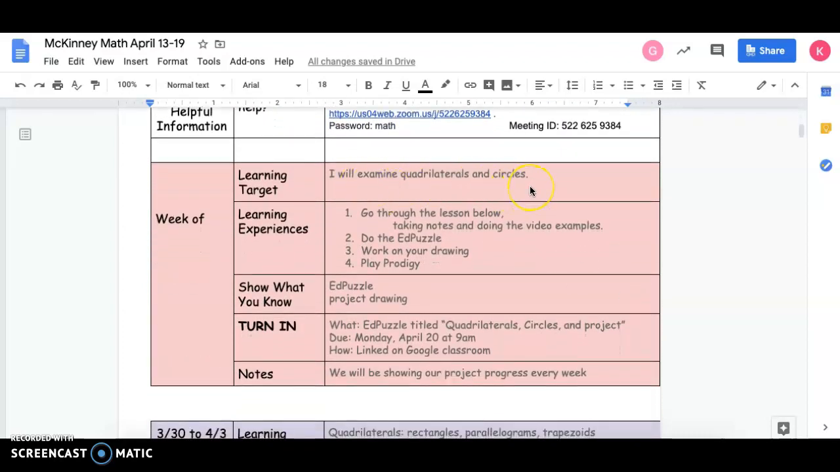This week we're going to examine quadrilaterals and circles. You're going to go through the lesson, do the ed puzzle, work on your drawing, and if you have time, you're going to play Prodigy.